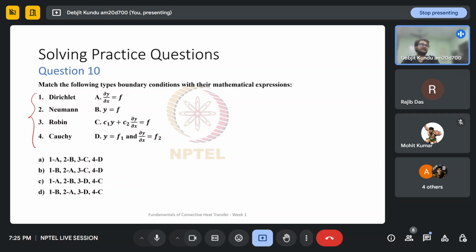Okay, so we have Dirichlet, Neumann, Robin, and Cauchy boundary conditions on the left-hand side. And on the right-hand side, we have things like dou y dou x equal to f, the gradient being mentioned. Y equal to f, the exact value being mentioned. Option C, C1y plus C2 dou y dou x equal to f, a linear combination of the exact value and the gradient. And option D, where we have two separate equations telling us the exact value as well as the gradient. So which one is what?